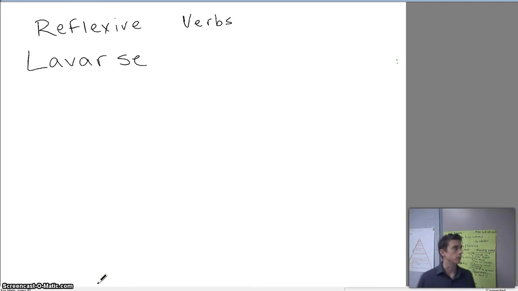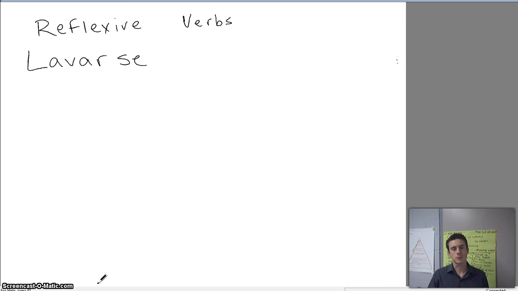Reflexive verbs. Guys, think about it. In the word itself, reflexive, some things should come to mind. Think of reflection. Think of a mirror. Think of the person standing in the mirror, who sees the reflection in the mirror. That's what you need to associate with these reflexive verbs.